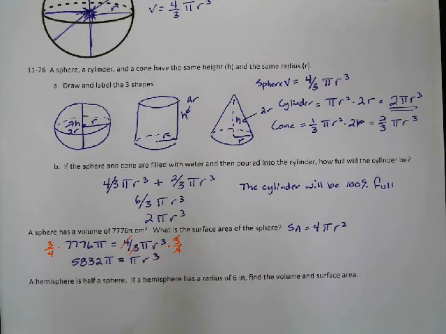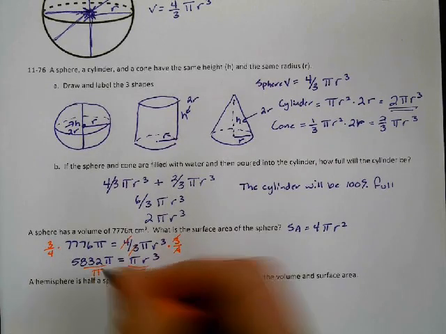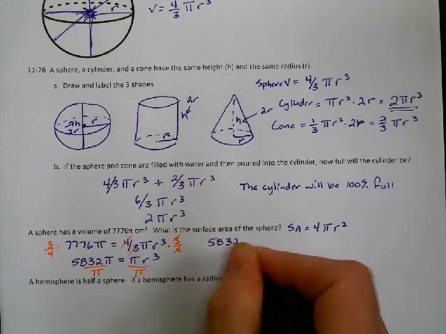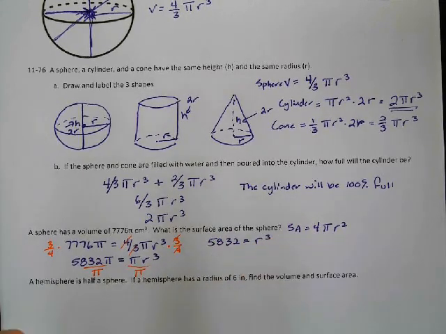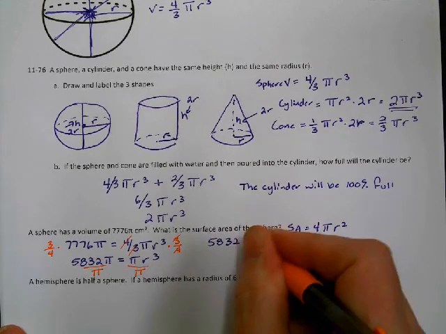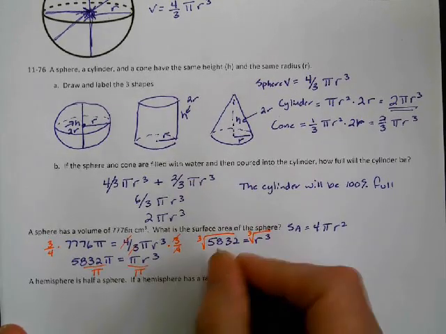Okay, I can divide both sides by pi. And now I have 5832 equals r to the third power. And what's the opposite operation of the third power? It's the third root. So I can take the third root from both sides. The third root of 5832 is 18. So r is equal to 18.